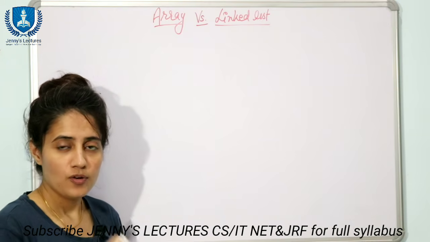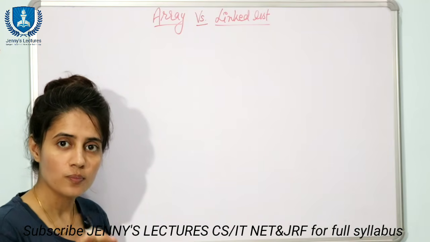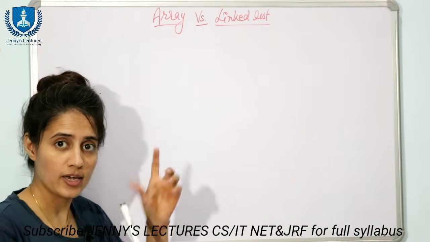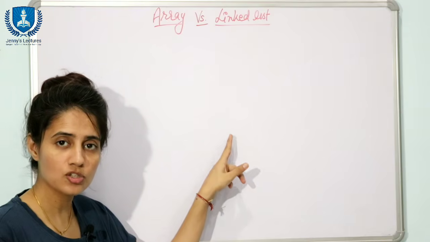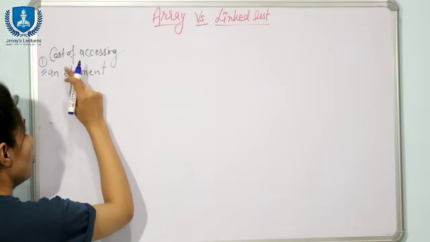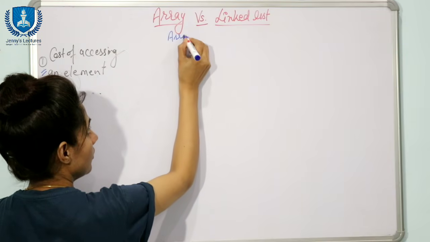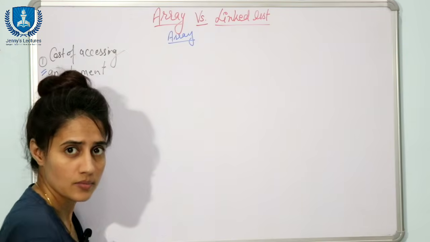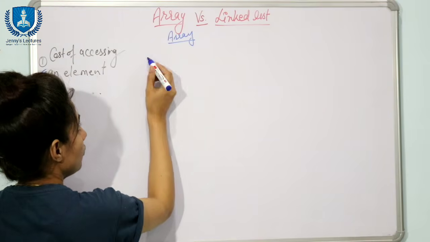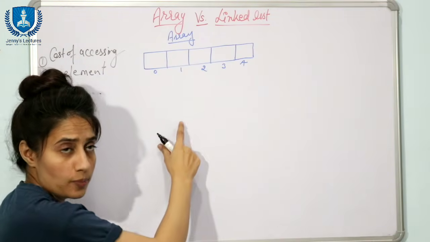So now the first factor is cost of accessing the element from the data structure. See, both are data structures. Array is also a data structure, the linked list is also a data structure. So the first factor is cost of accessing an element. First of all, we are going to talk about array. See, how we are going to represent an array. So this is how we are going to represent an array.